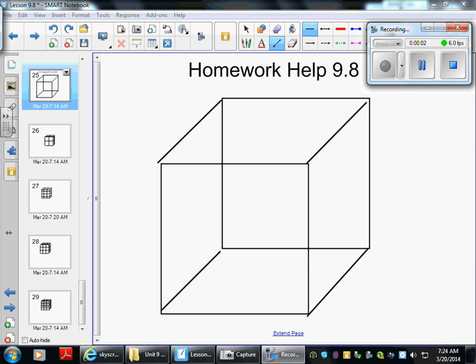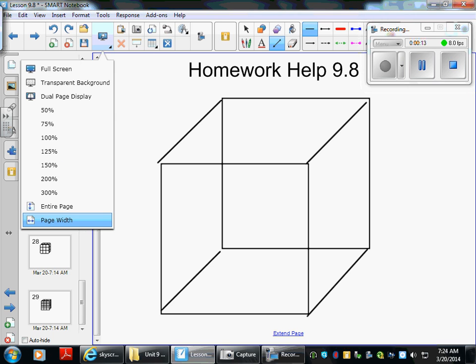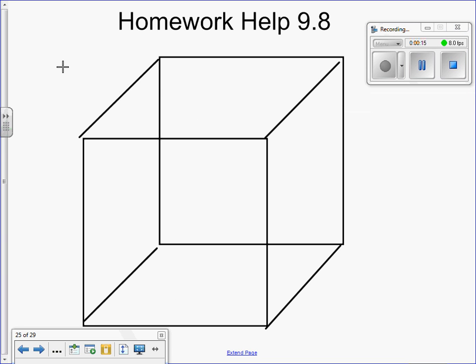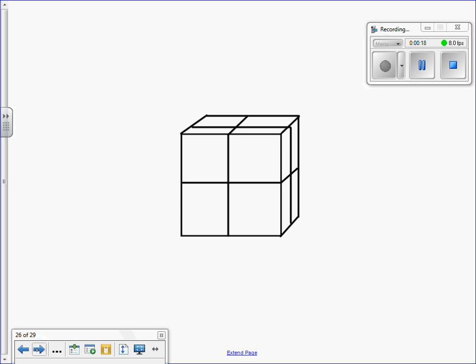Hello class, today we're going to be looking at 9.8 and looking at the volume of three-dimensional shapes. So the volume of three-dimensional rectangular prisms. And we learned some strategies today to help us out, so let's just review those. Hopefully this will help you out for your homework in case you forgot stuff as you went home.